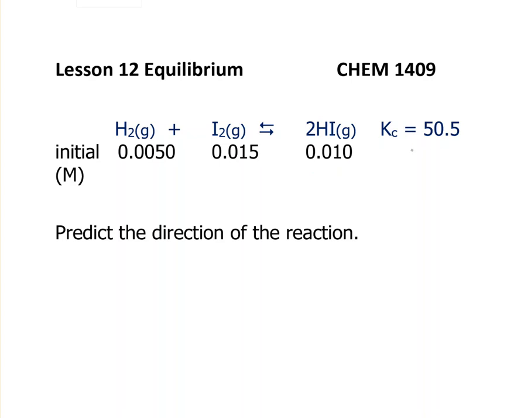Okay, and I have the Kc over here. This is the equilibrium constant for this reaction, and this is given as a known. I would assume probably at standard conditions, but whatever conditions we're using. And we're supposed to predict the direction of the reaction. So that's where our Qc comes in handy.